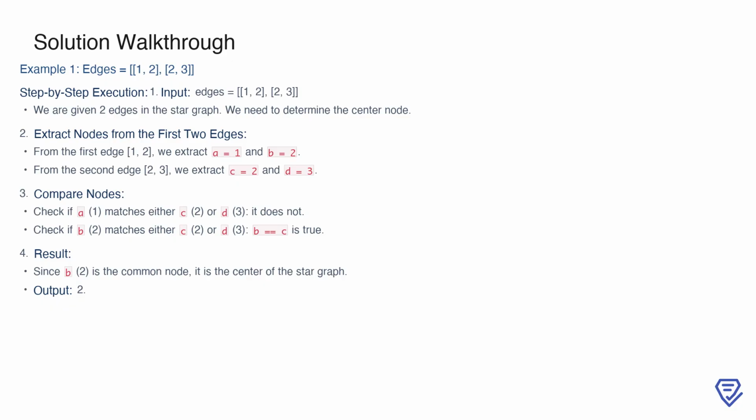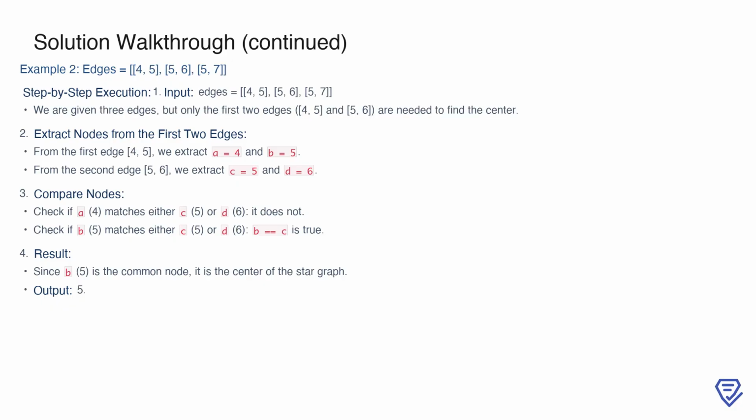Now, to determine the center, we compare these nodes. We check if a, 1, matches either c, 2, or d, 3. It doesn't, so we move on to b, 2. Here, we find that b matches c because b equals c. This means that b is the common node across these edges. Therefore, the center of the star graph is node 2, and that is our output.